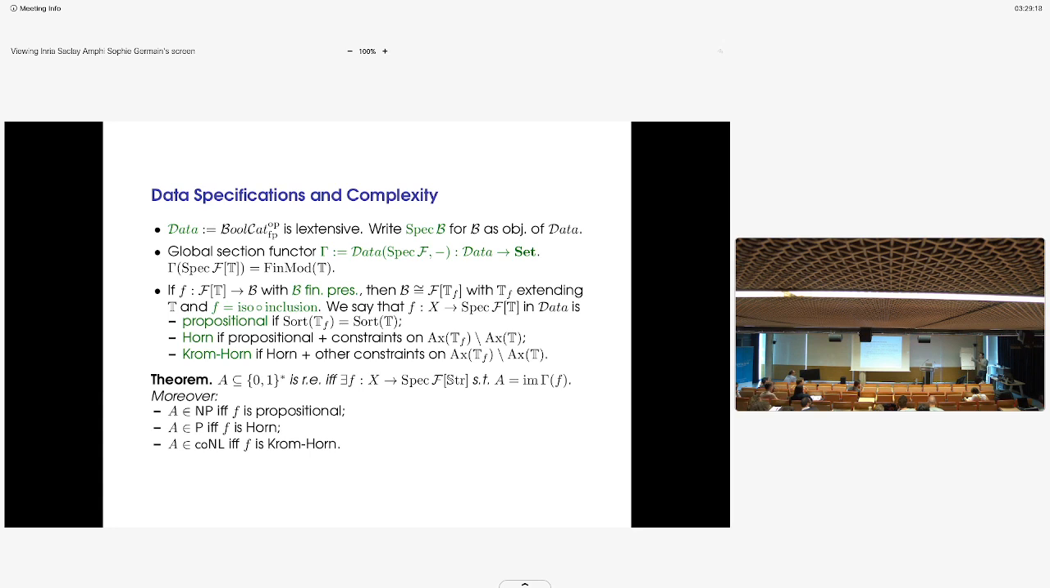This drawing already gives you one inclusion. The other one, I'm not sure I really want to draw that, because no, I'm not going to draw it. But you encode Turing machines as Boolean theories. So basically, what you do, actually, I guess, let me draw it, and then I stop.